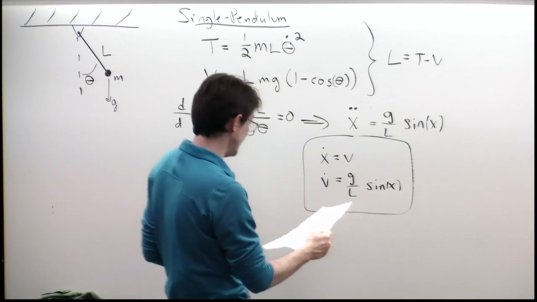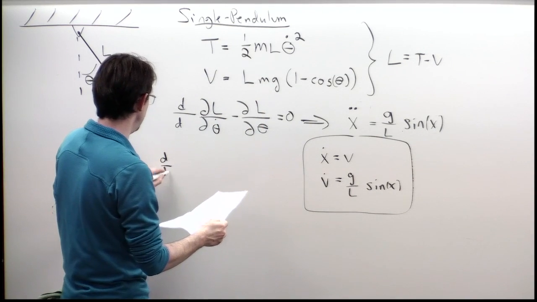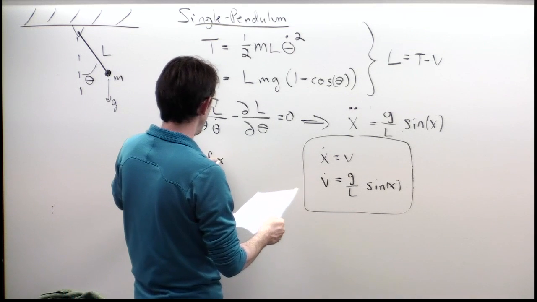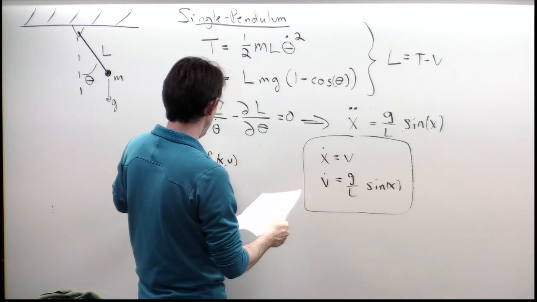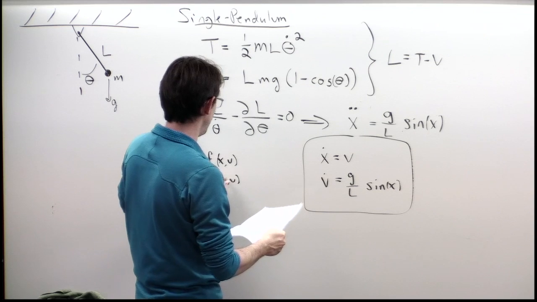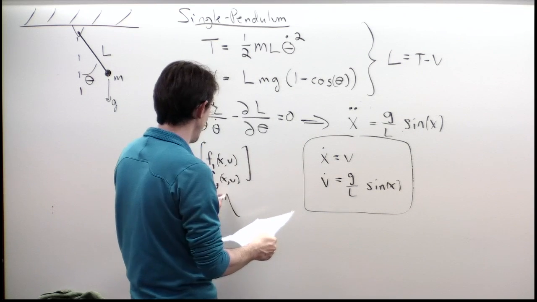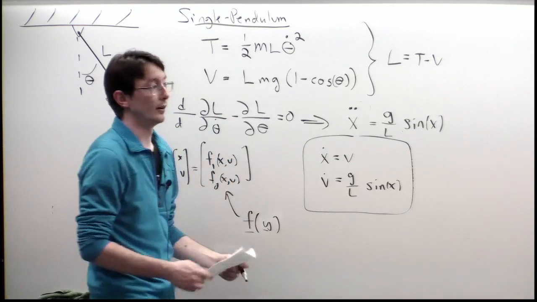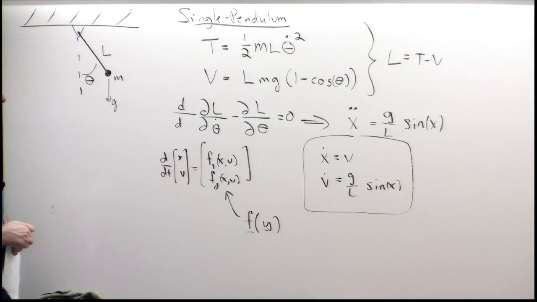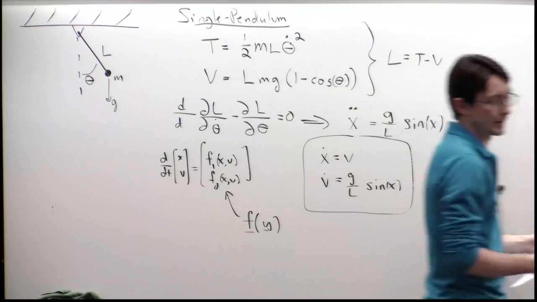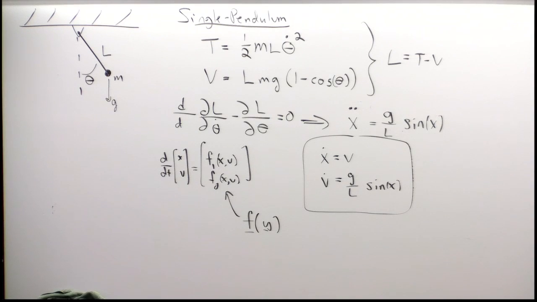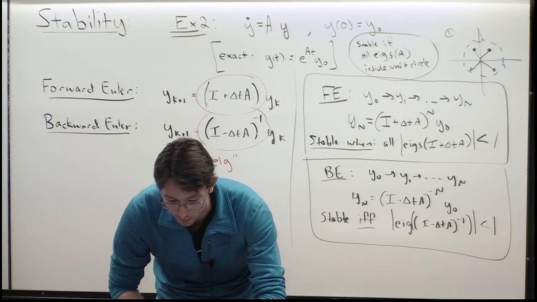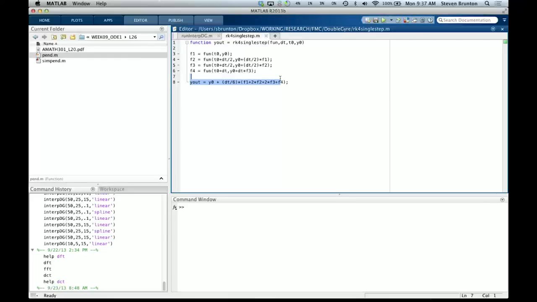But we can still write this as d dt of a vector xv equals some function of xv and some other function of xv. This is what I mean when I say f of y or f of x. So that's the setup. Let's see if we have time to code this up in MATLAB. I think we have a few minutes, so I'm just going to go quickly, and you can review this at your leisure.